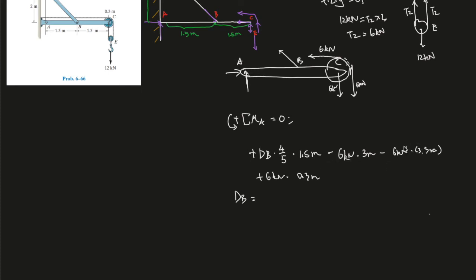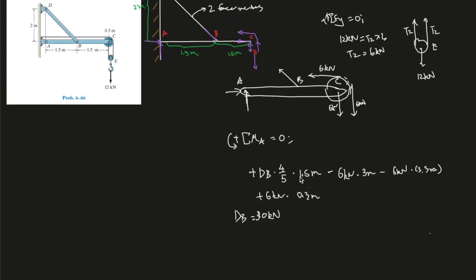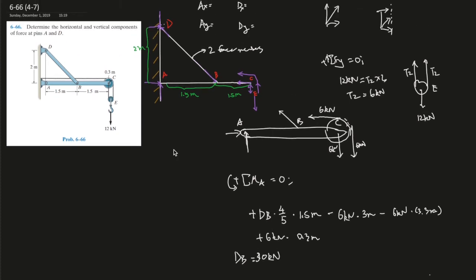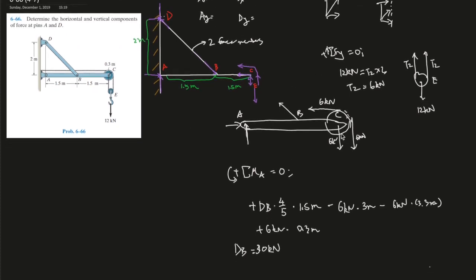And move these two whole thing to the right side of the equation, becomes positive divided by 1.5 times 5 divided by 4. dB should give you 30 newtons, right? dB should give you 30 kilonewtons. And now we have dB. We can find what these two forces are, right?